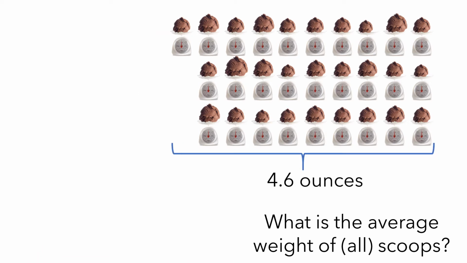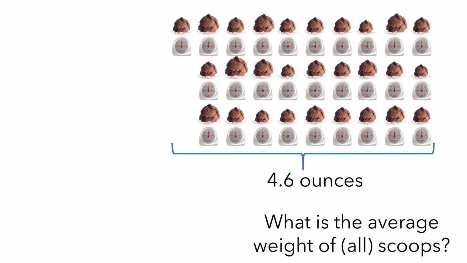Now, this doesn't quite answer the question. The issue, of course, is that there is some variation from scoop to scoop, which causes variation from sample to sample. So if you ordered another 28 scoops, you'd probably get a different average. So we need a method that will help us understand this sampling variation.